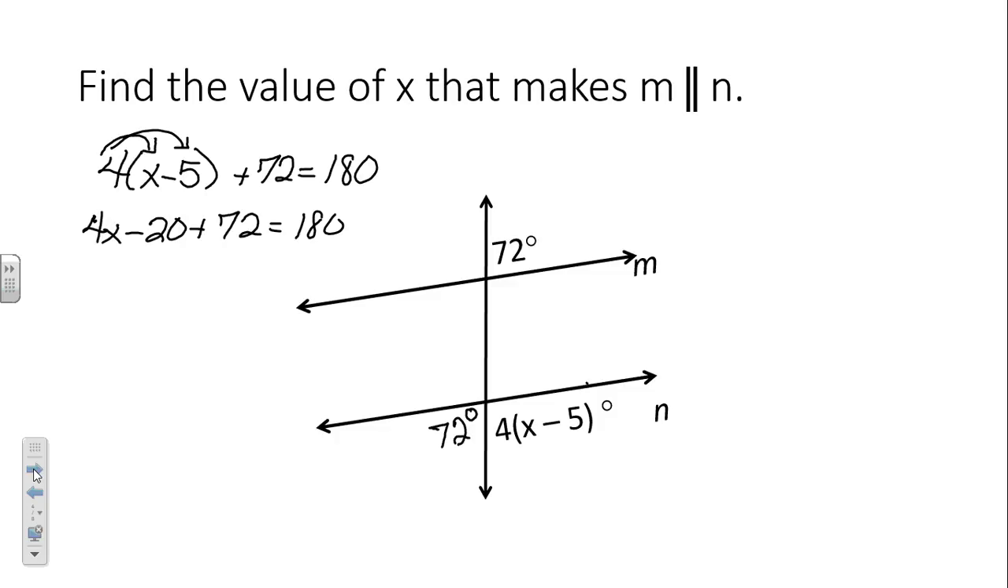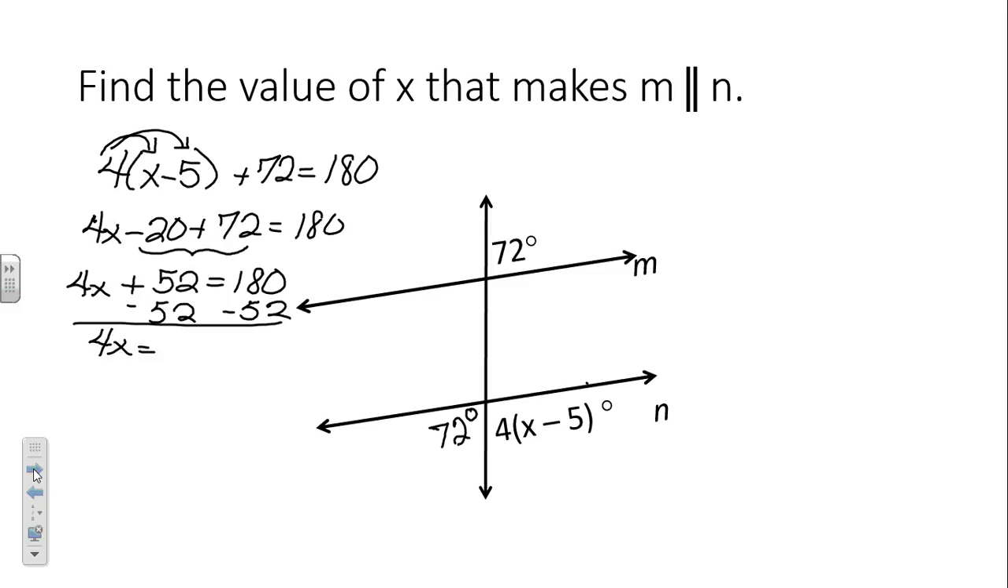Now I see things that are alike on the same side of the equation, right? So I want to combine those like terms first. So 4x, be careful, one's negative, one's positive. So we're going to subtract and give it the positive sign. So 52, right? And then minus 52 from both sides. And we'll get 128. So what's x?